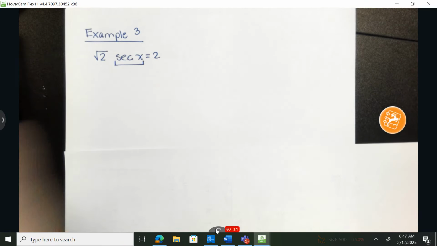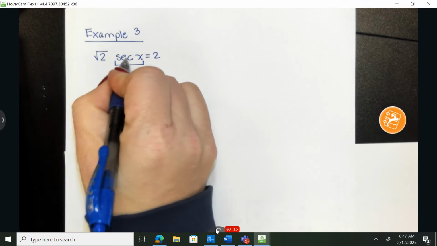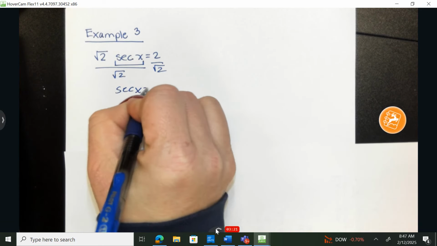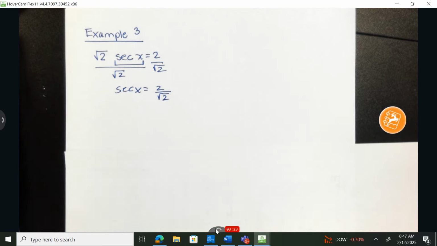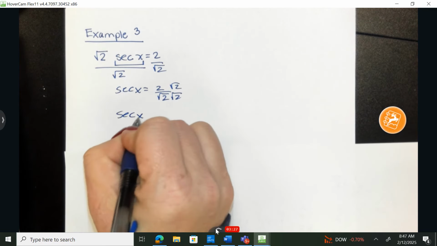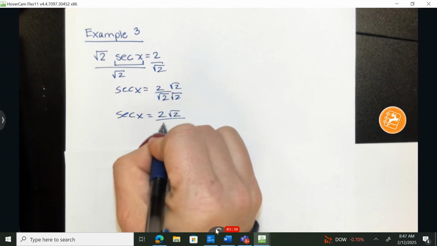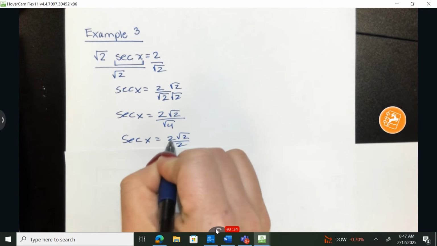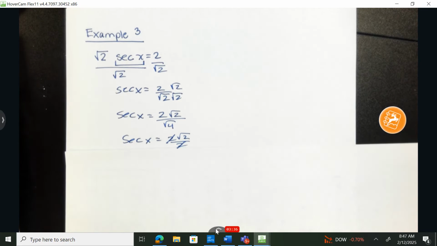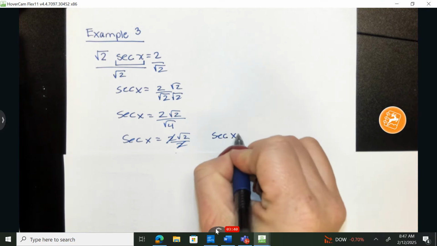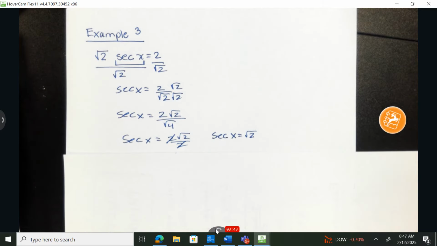Let's isolate the secant of x. Opposite of multiplying is dividing. And now I'm going to put it in proper form. Proper form means there's going to be no radical in the denominator. Times the square root of 2. The secant of x is equal to 2 square root of 2 over the square root of 4. I know the square root of 4 is equivalent to 2. The 2's cancel, reduce into 1's, and now I'm asking myself, where is the secant of x equal to the square root of 2?